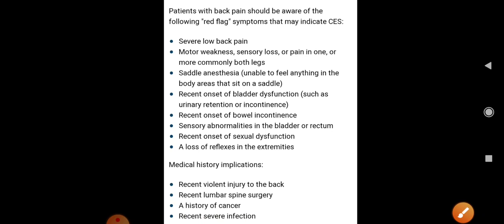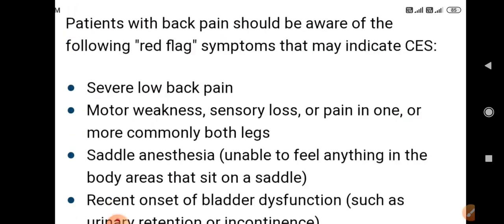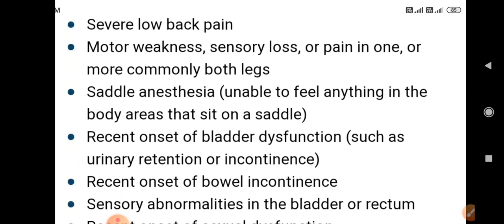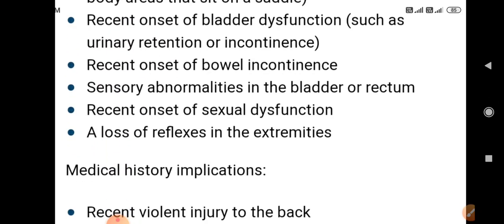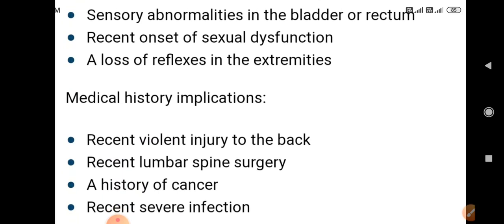Now, patients with back pain should be aware of the following red flag symptoms that may indicate CES: severe lower back pain, motor weakness, sensory loss or pain in one or both legs, saddle anesthesia, being unable to feel anything in those body areas, recent onset of bladder dysfunction, urinary retention or incontinence, recent onset of bowel incontinence, sensory abnormalities in the bladder or rectum, recent onset of sexual dysfunction, a loss of reflexes in the extremities. Medical history implications: recent violent injury to the back, recent lumbar spine surgery, a history of cancer, recent severe infection.